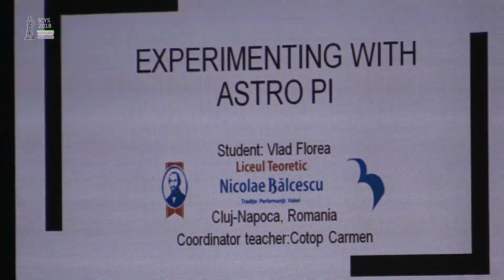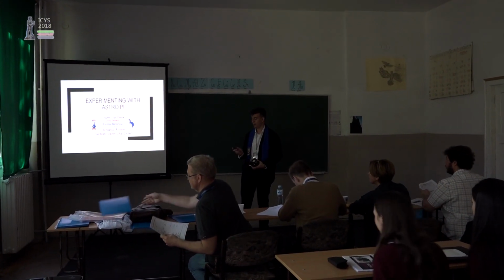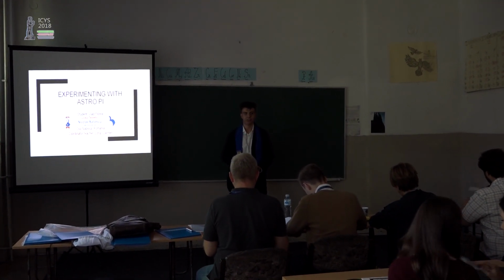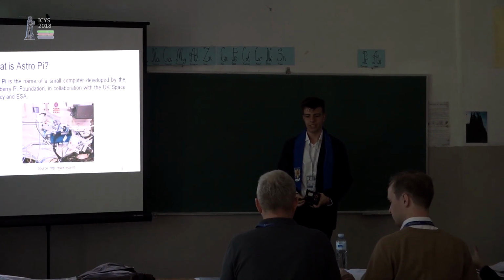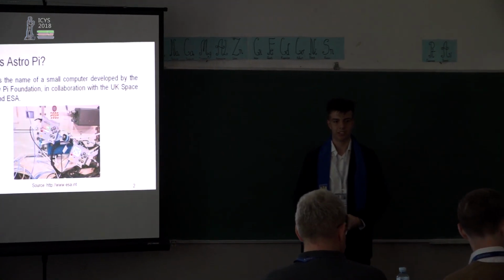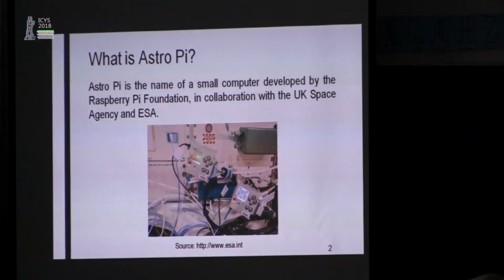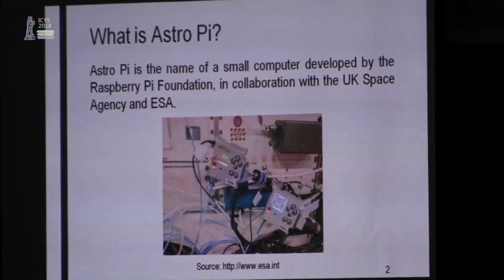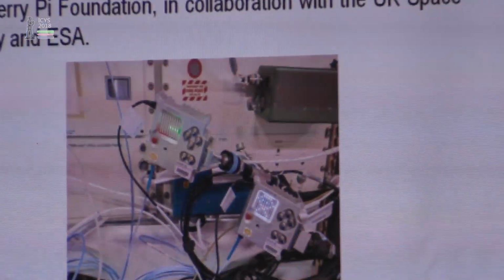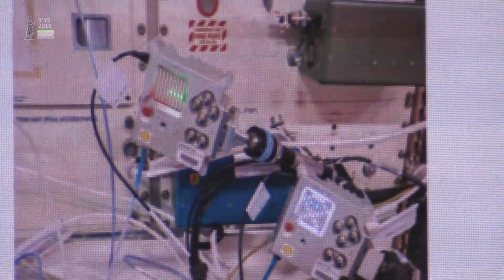Good morning, everybody. My name is Victoria Vlad, and I'm from Romania. The name of our project is experimenting with AstroPy. First things first, what is AstroPy? AstroPy is a small computer developed by the Raspberry Pi Foundation in collaboration with the UK Space Agency and ESA. AstroPy is also the name of a competition launched by ESA in the year 2016, and this is a model of it.